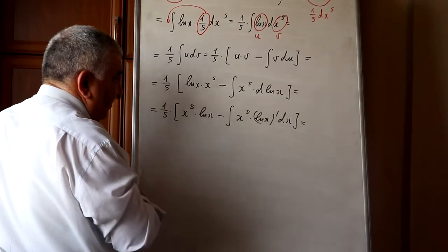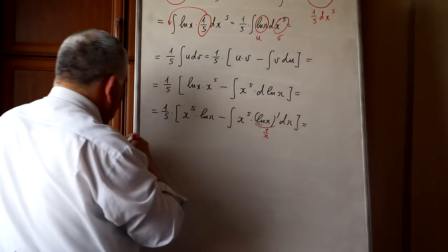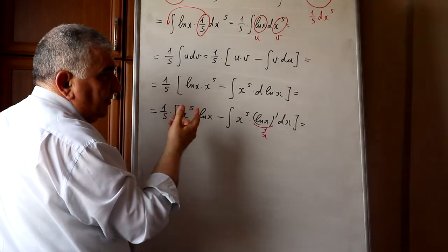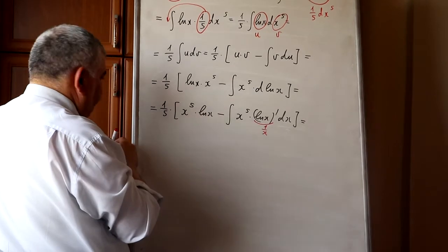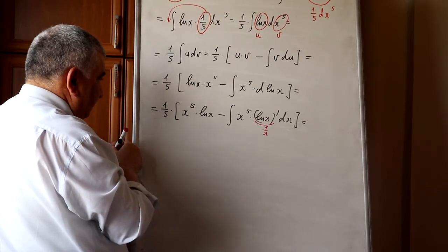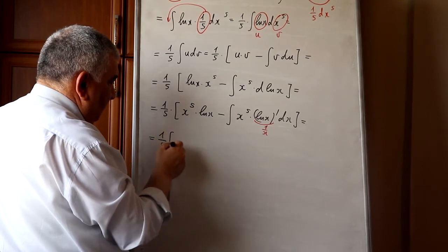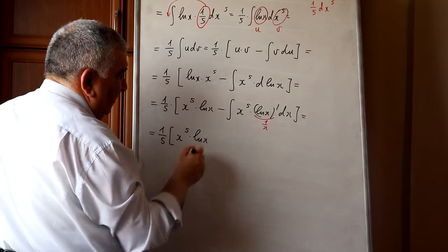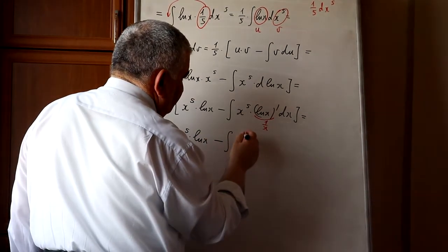It is 1 over x multiplied by x to 5. Then it will give x to 4, equals 1/5 x to 5 multiplied by natural log of x minus integral x to 4 dx.